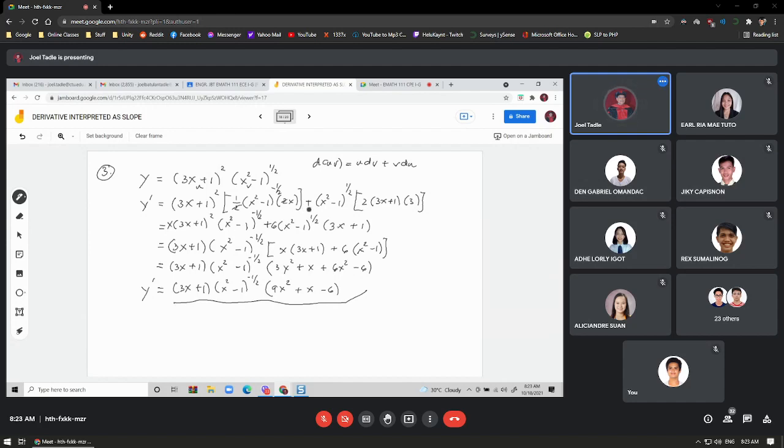Then plus, copy lang na to ang second function, v, quantity x squared minus 1 raised to the power 1 half, then multiplied by du, derivative of the first function, u. So, unsa may derivative sa first function? Power rule gyapon na itong gamiton. So, we have 2 times quantity 3x plus 1 raised to the power 1. Of course, 2 minus 1 is 1. Then, understood 1 siya, guys. So, multiplied by derivative of 3x plus 1, which is 3.